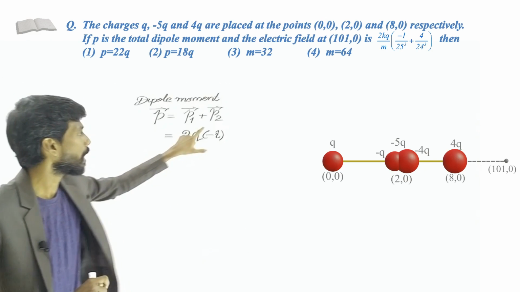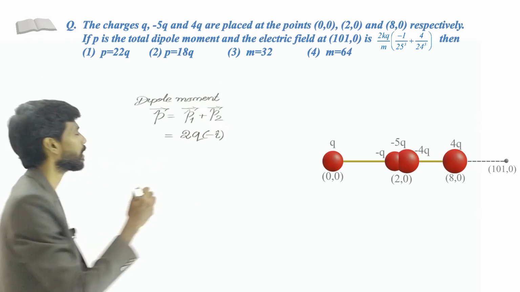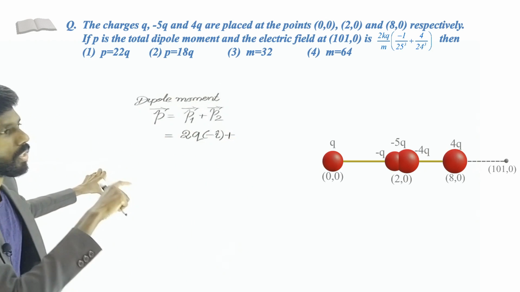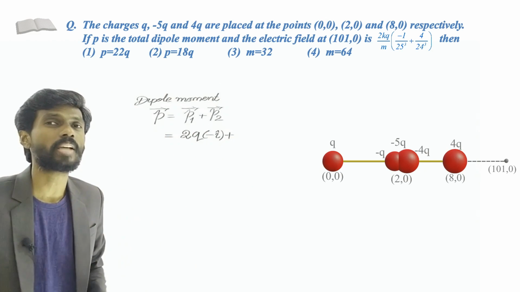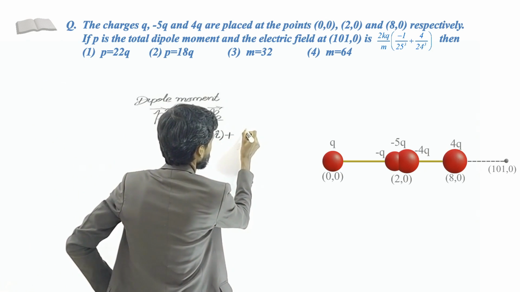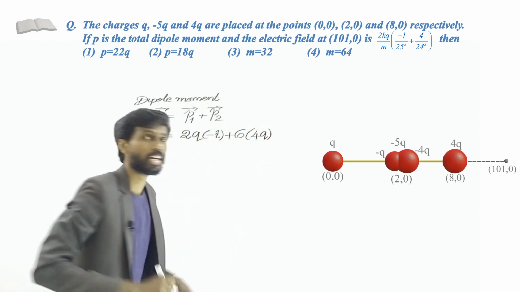Done. So that is the first dipole. Now similarly, the second dipole. Again the same thing, the charge multiplied by the distance. What is the distance here? In the second case, the points are (2, 0) and (8, 0), so the distance between them is 6. So 6 is the distance multiplied by the charge 4q. That is the magnitude of the dipole moment.